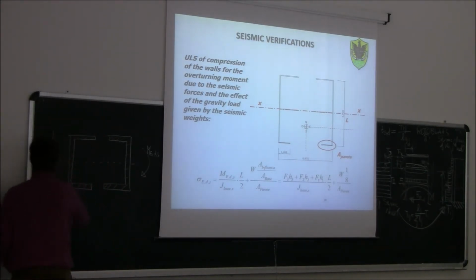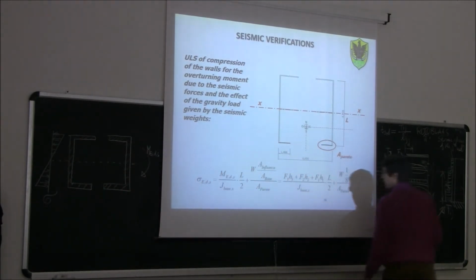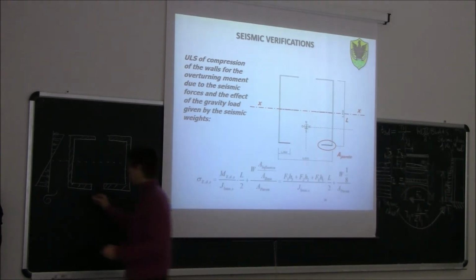If we want to calculate the distribution of sigma that will act on our cross section, we use basically the linear formula plus this axial force coming from the gravity. So MEDS is the total overturning moment. J base X is the second moment of area of this cross section with respect to the central axis X, times L divided by 2, the distance, because we want to check the maximum stress. The maximum stress is here.